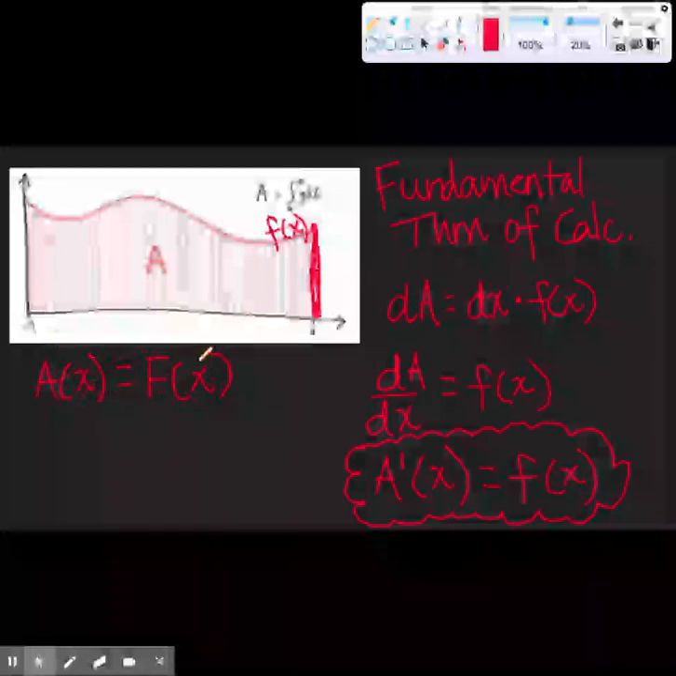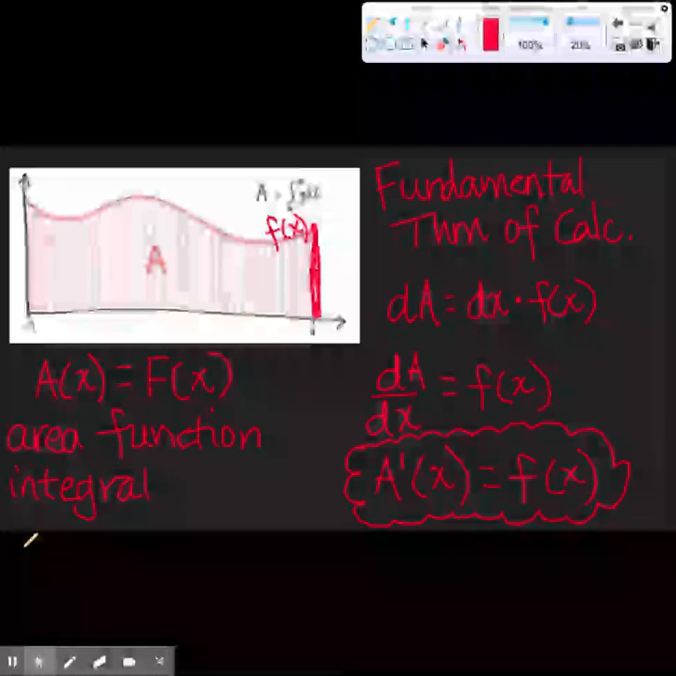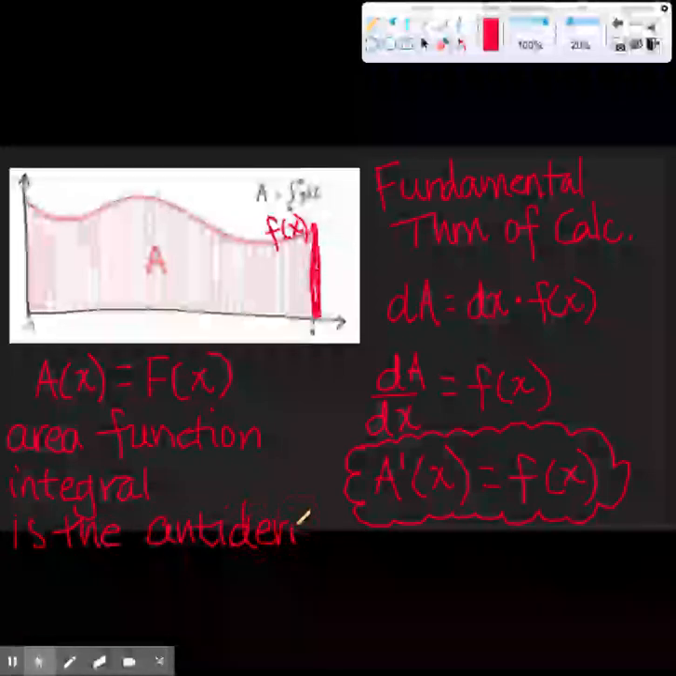But a corollary to that, the next piece that will help us, is saying that then the area function is equal to the antiderivative, and therefore the integral is equal to the antiderivative. So from now on, when we want to find an integral, we can just find the antiderivative.